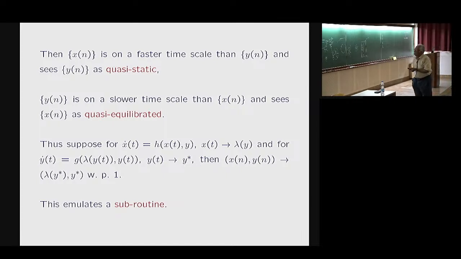This is very useful for algorithms because you can treat the fast time scale as a subroutine. So instead of running a subroutine till convergence within each update of the outer loop, you run both at the same time, but with different time steps, different step sizes. You will see examples of this in reinforcement learning.